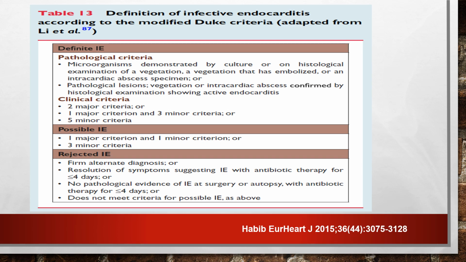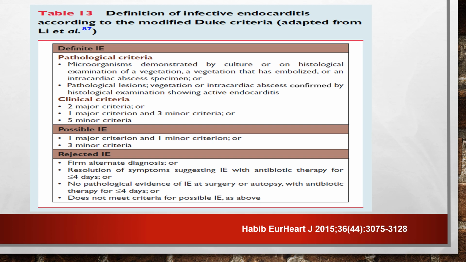Always, when you think about infective endocarditis diagnosis, you always remember the modified Duke criteria. These criteria classify infective endocarditis into three categories: definitive endocarditis, possible infective endocarditis, and rejected infective endocarditis. Definitive, when you have either pathological criteria, like microorganisms demonstrated by culture or histological examination of a vegetation, a vegetation that has embolized, or an intracardiac abscess specimen, or a pathological lesion like vegetation or intracardiac abscess confirmed by histological examination showing active endocarditis. Clinical criteria combine either two major criteria, one major criterion and three minor criteria, or five minor criteria. Possible infective endocarditis is when you have one major and one minor, or three minor criteria.